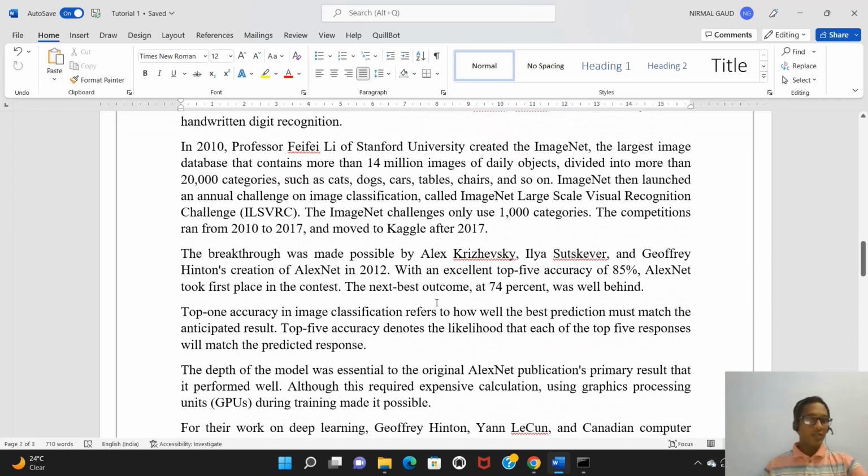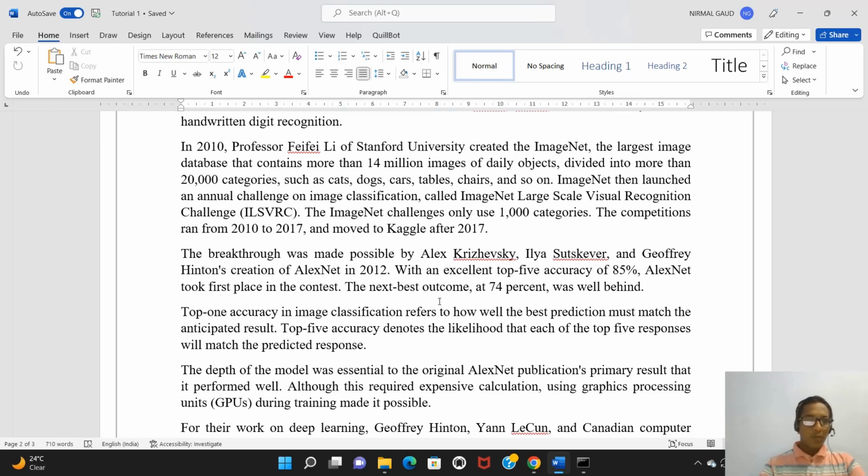Then another breakthrough was made possible by Alex. Alex and his team created AlexNet in 2012, which produced an excellent top 5 accuracy, that is 85%. So it took the first place in the contest. The next best outcome that was produced was 74%. So AlexNet got the highest accuracy, 85%, for image classification.